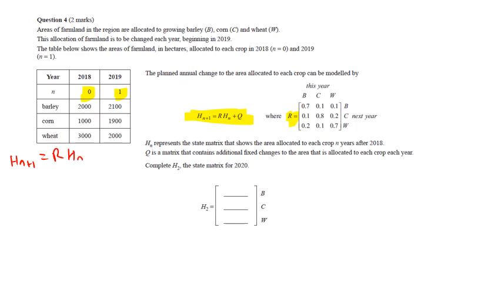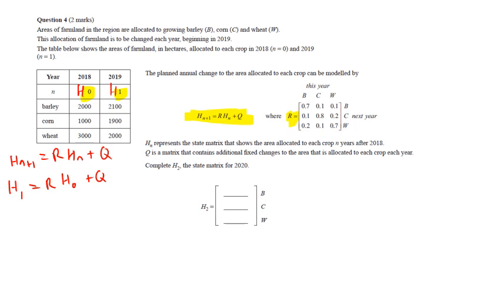R H_n plus Q. So we know that H1 equals R H0 plus Q. Now we've got H0, this is H0, this is H1. So we've got H0 and H1, and we got R, so we can work out Q.